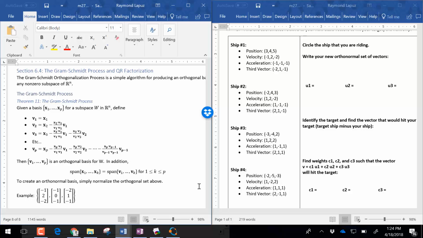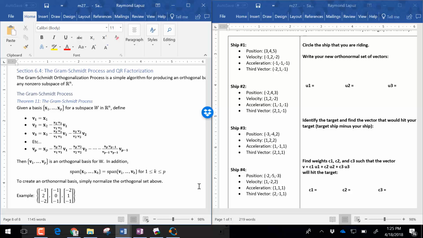All right. Can I have your attention once you guys have the sheet? The orthogonal basis that you want comes from the velocity, acceleration, and the third vector. So the first part is to find your orthogonal basis, and that comes from the 3 vectors down here: the velocity, acceleration, and third vector. I want you to compute the basis for here.